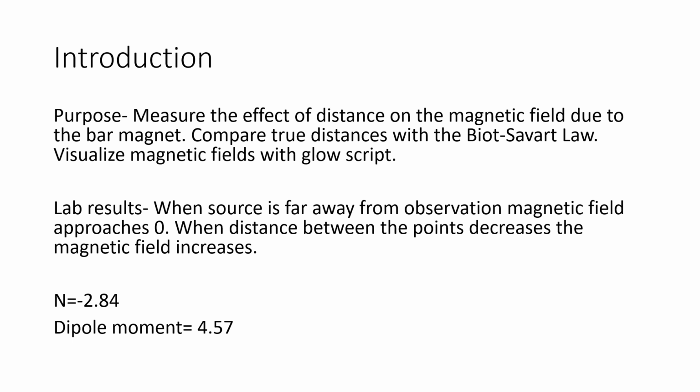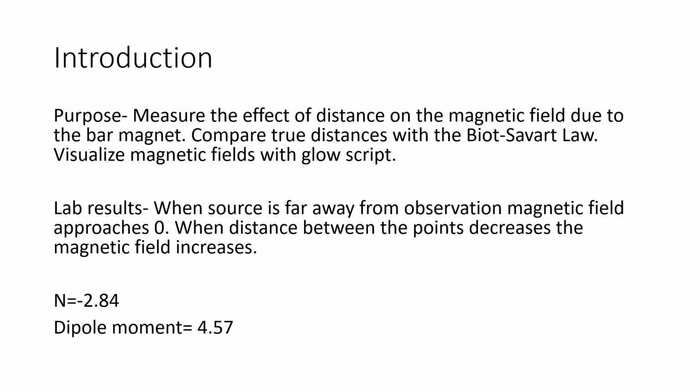For the introduction, our purpose is to measure the effect of distance on the magnetic field due to the bar magnet, and we need to compare the true distances with the Biot-Savart law and visualize the magnetic fields with GlowScript. The lab results are that when the source point is far away from the observation point, the magnetic field approaches zero, and when the distance between the points decreases, the magnetic field increases. So distance and magnetic field have an inverse relationship.